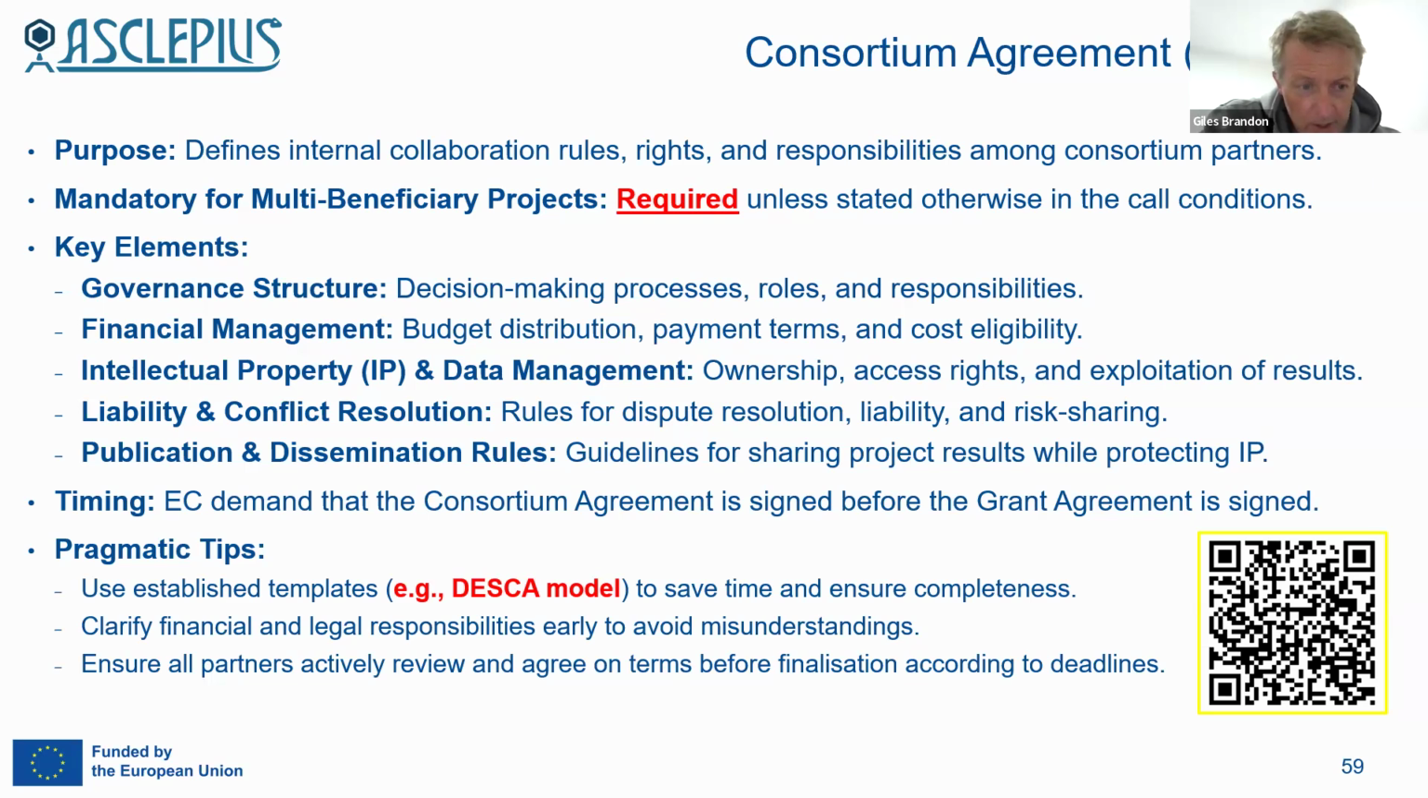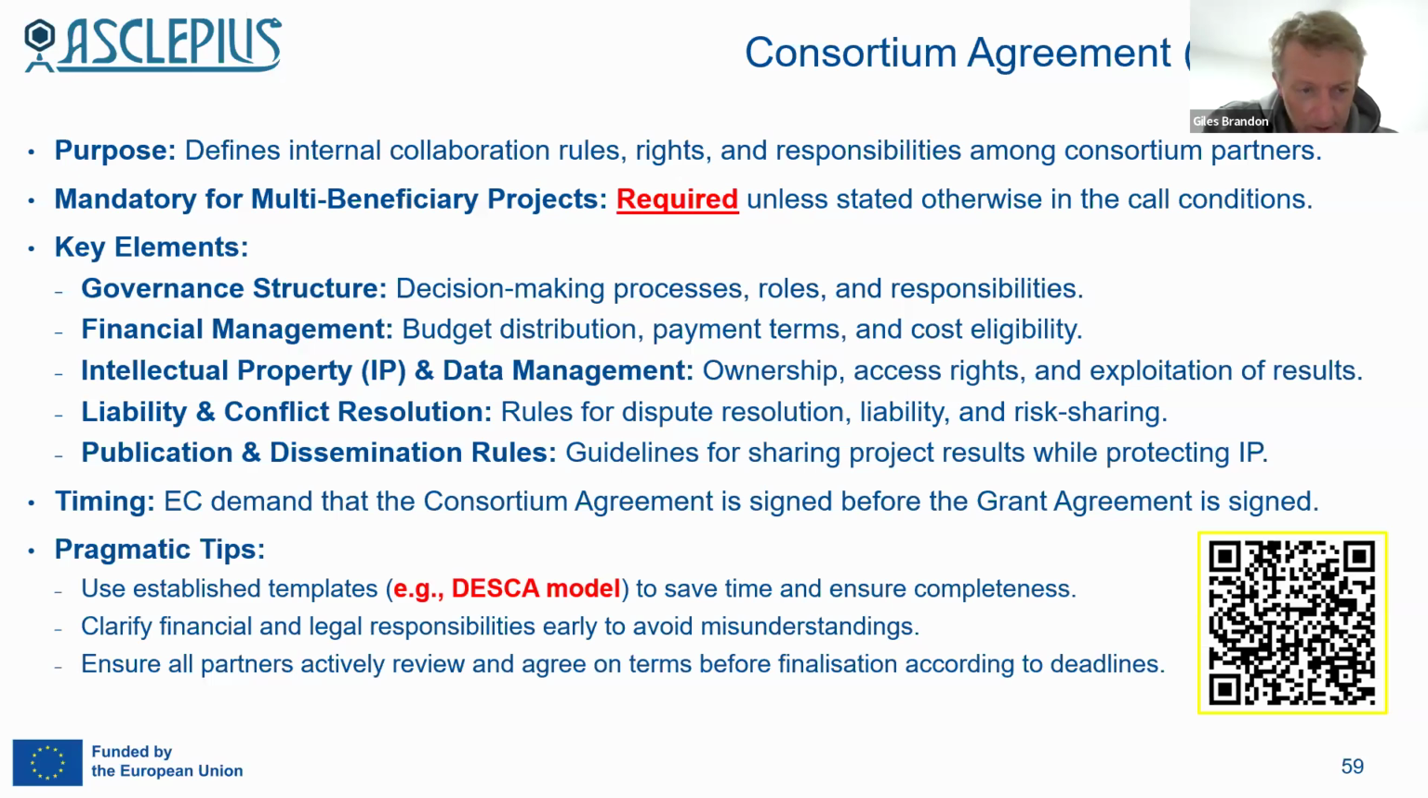Timing-wise, the European Commission demands that the consortium agreement is negotiated and signed by the consortium before the grant agreement is signed. So if the grant agreement is going to be signed within 3 months, it really means you've got to get a move on with a consortium agreement, because it can also be a rather tedious bureaucratic procedure dealing with a large consortium of partners.